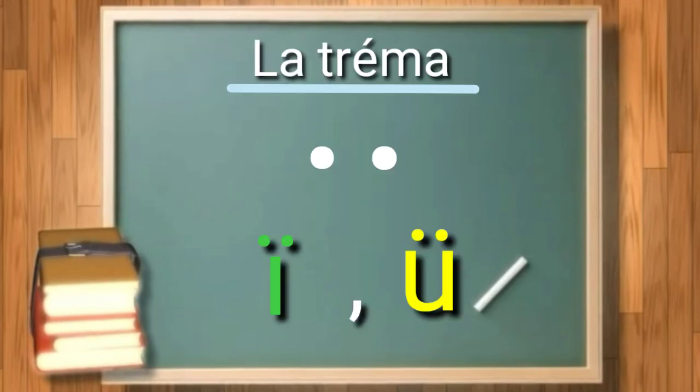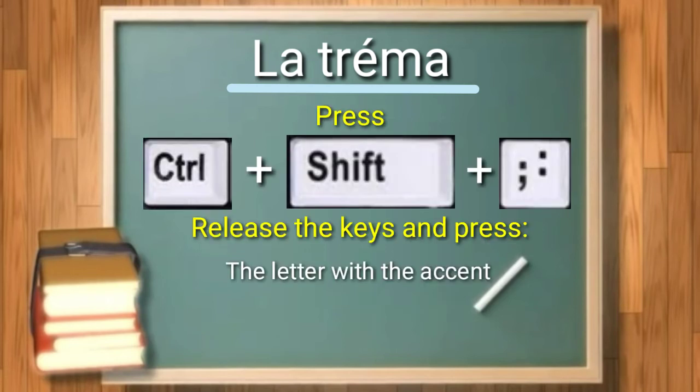If you want to type the Tréma, this is the combination we'll use. Hold Ctrl, hold Shift, and then press this key. So Ctrl, Shift, this key, release all 3, and then type the letter where you want the Tréma to go. For example, if you want the Tréma on U, you will hold Ctrl, hold Shift, press this key, release all 3 keys, and then type U. So it will be a U with a Tréma accent.